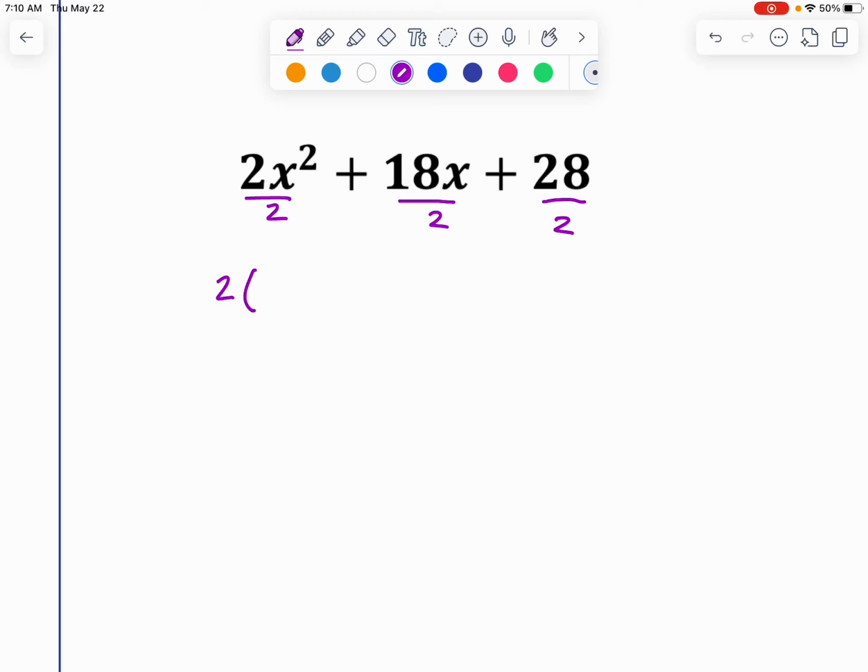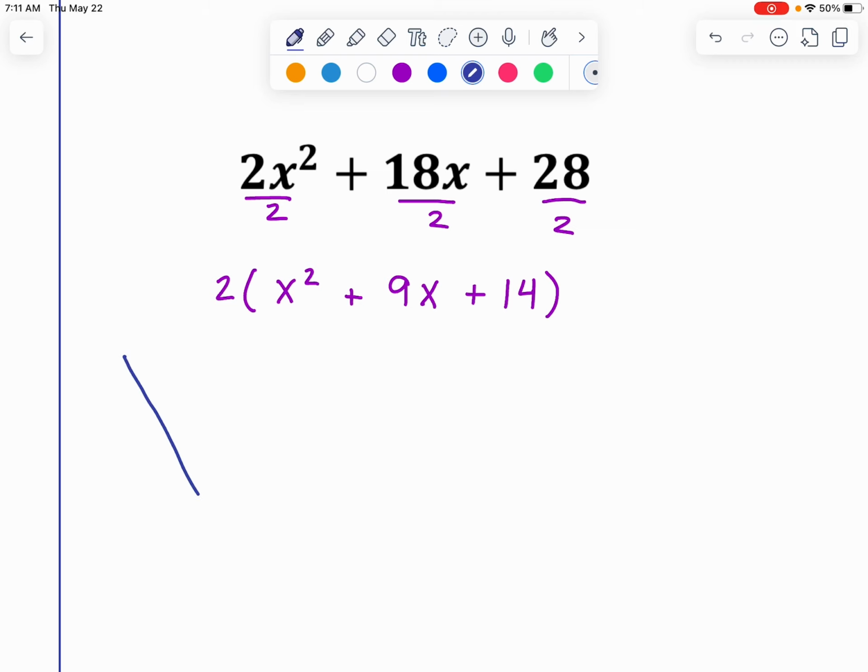So 2 comes out front, and then 2x squared divided by 2 becomes x squared. 18x divided by 2 is 9x. And then 28 divided by 2 is 14. Now, don't forget your GCF in front of the parentheses. We don't want to lose the GCF. We're just using it to simplify our expression so that we can factor a simpler expression.